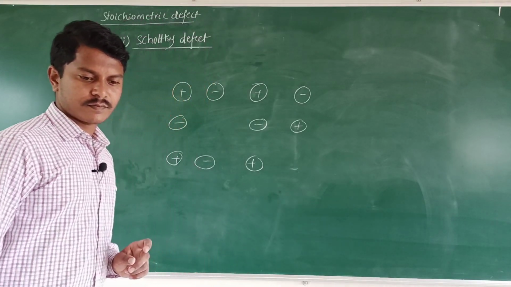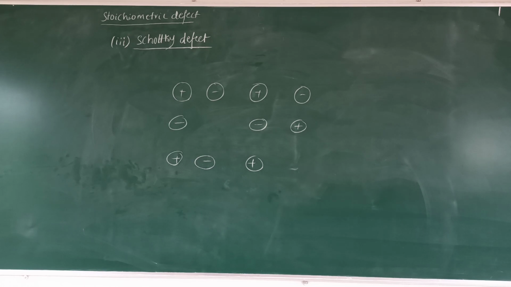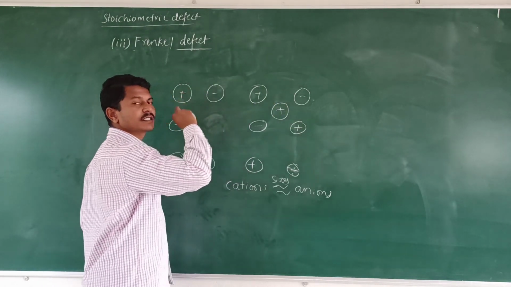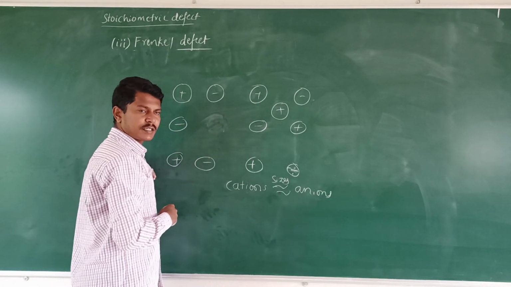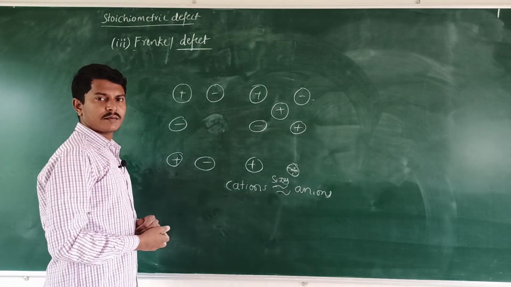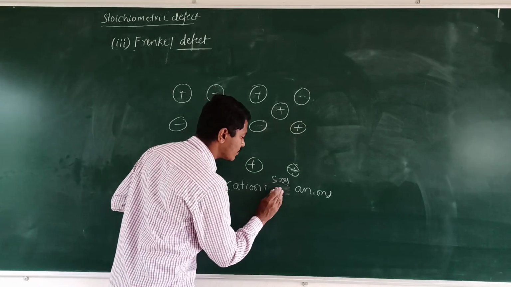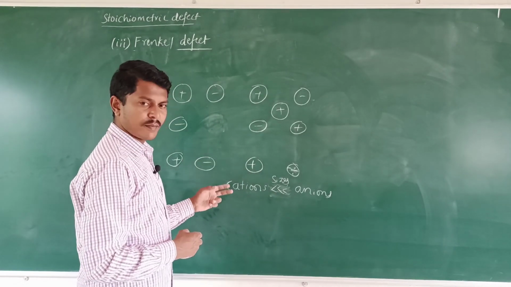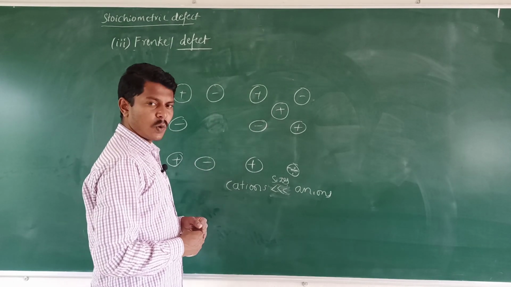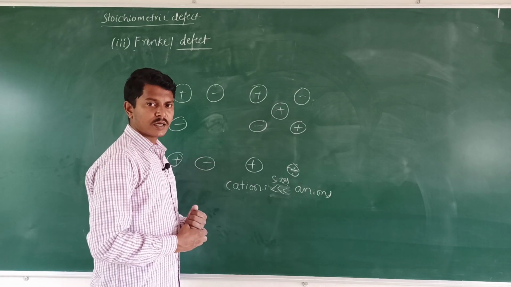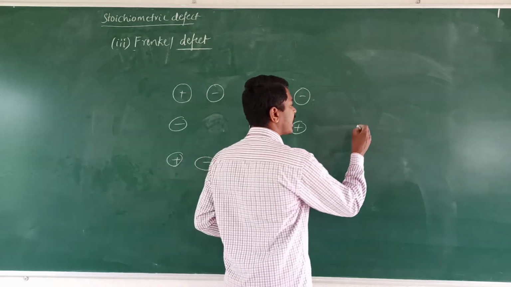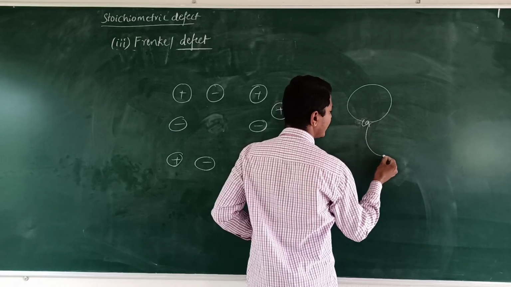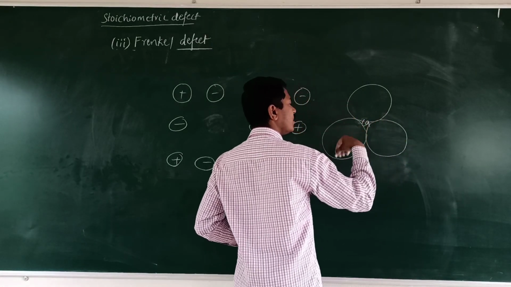Next concept, in Frenkel defect, some of the atoms are dislocated and occupy the interstitial site between the lattice points in the crystal. Such a type of defect is known as what? Frenkel defect. But in case of Frenkel defect, the cations have a very small size compared to the anions. Here the coordination number is very low in case of Frenkel defect. When the cation is very small and the anions are very large, the coordination number is very low.